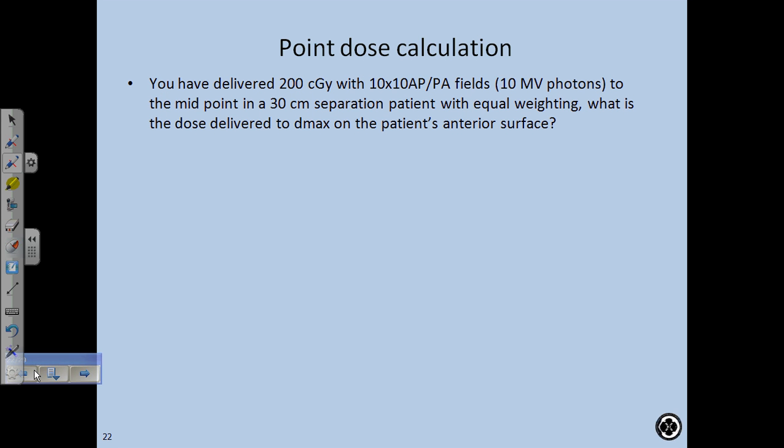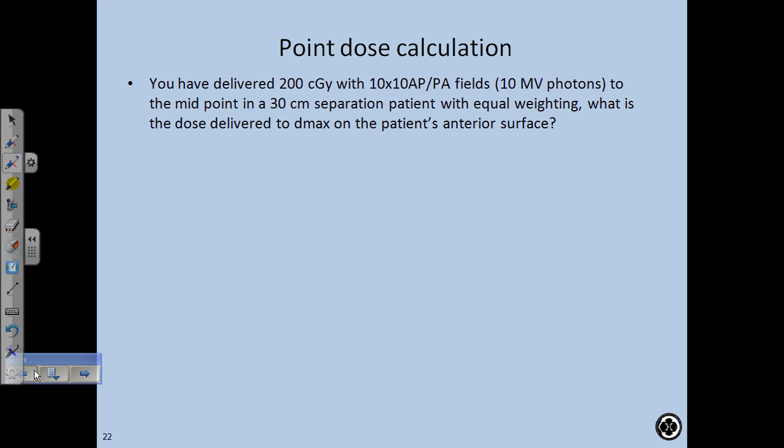Okay, so let's think about this. Deliver 200 centigray with AP/PA. So we have two fields and 200 centigray. So AP field is 100 centigray, PA field is 100 centigray. 30 centimeter separation, it's midplane. So what's the depth? 15 to 15. Okay, that makes it easy. Equal weight. What is the dose delivered to Dmax?